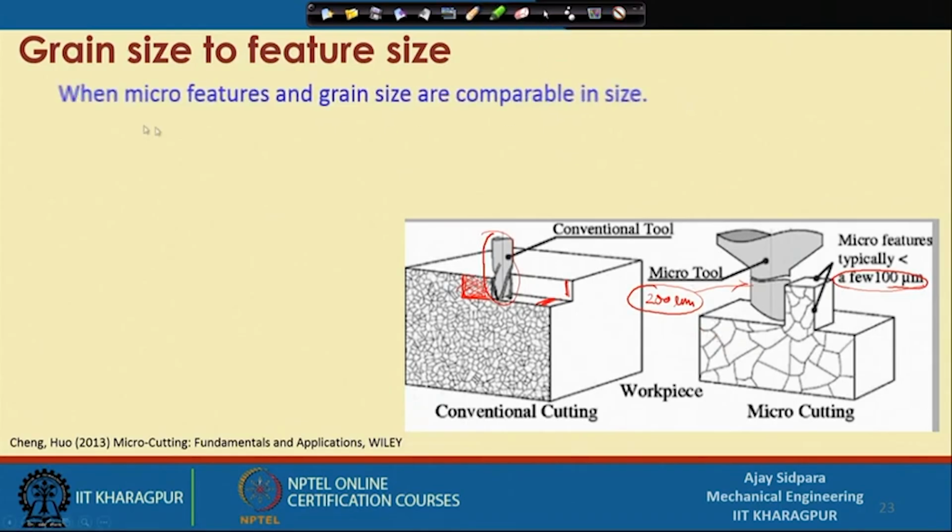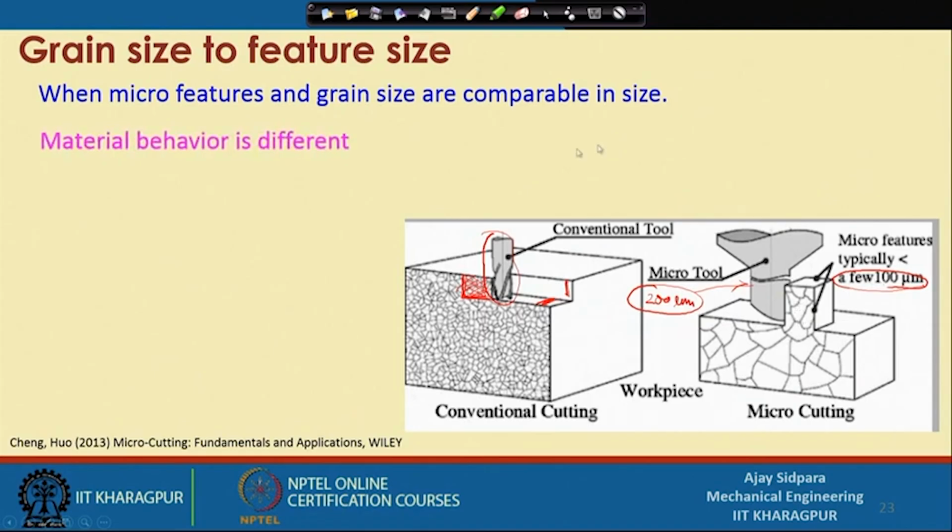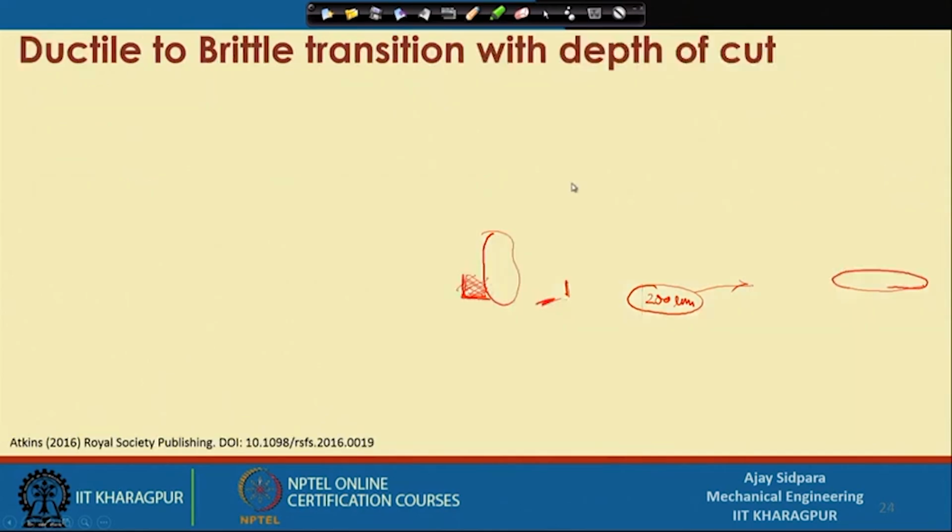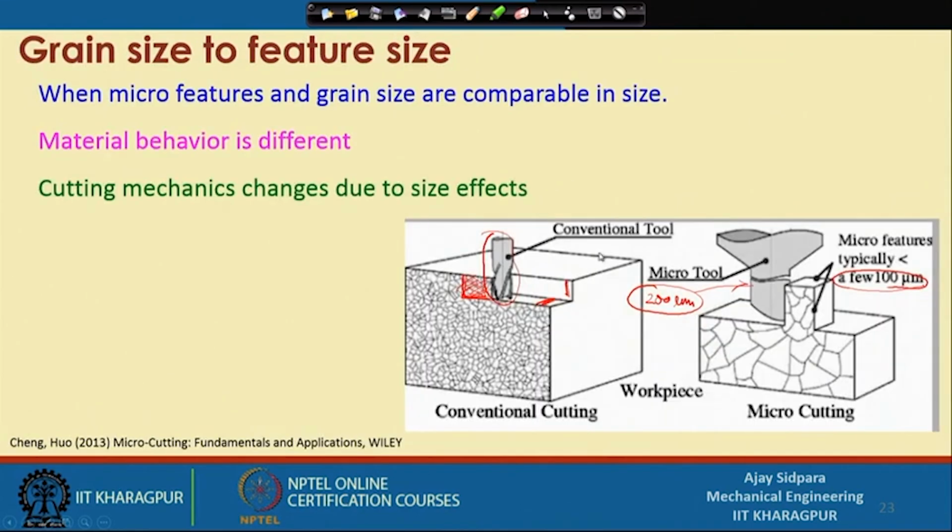So, what are the problems? Let us see. When the micro features and grain size are comparable in size, we want to cut the material at a micro scale, with a feature size of 100 micron or so, and we have a grain size also in the hundreds of microns. So, grain size and feature size are almost the same. Material behavior is different in this case, and cutting mechanics changes due to the size effect. Now, what happens in this case?